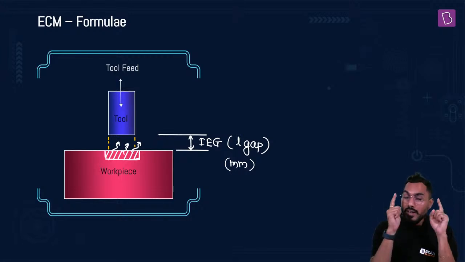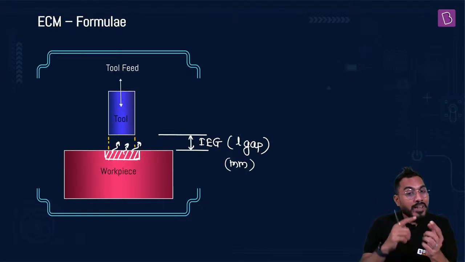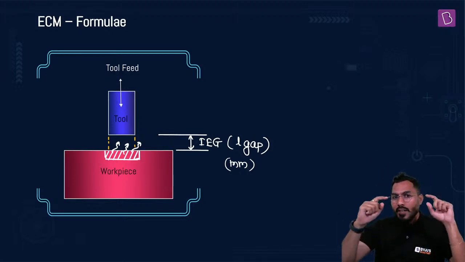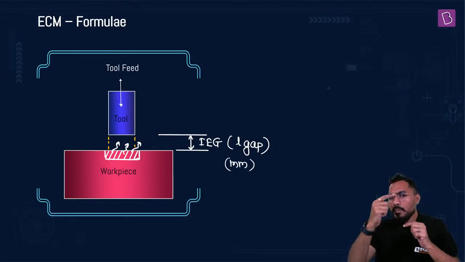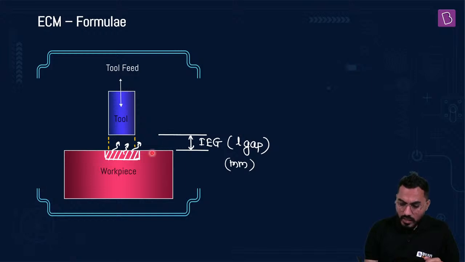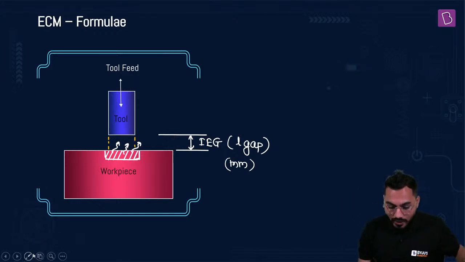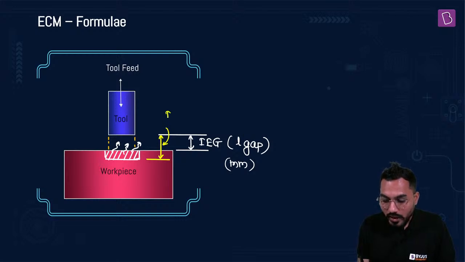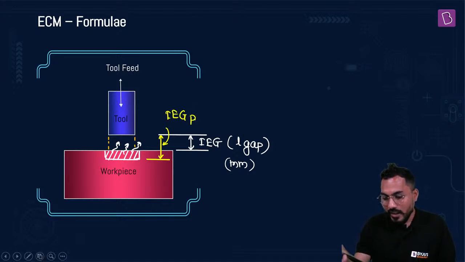The moment, listen carefully, the moment the depth of the hole increases because of depletion of the ions, can I say the distance between tool and workpiece will keep on increasing? Because initially this was the distance between tool and workpiece. Now the distance increases, and my new distance between tool and workpiece will be like that. So this is exactly equal to my new distance, that is the new inter-electrode gap.